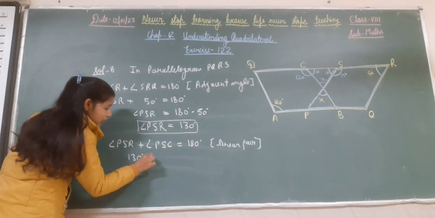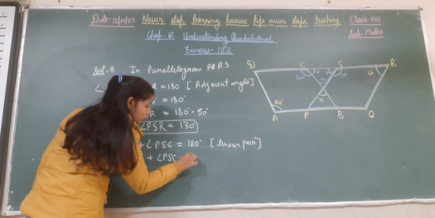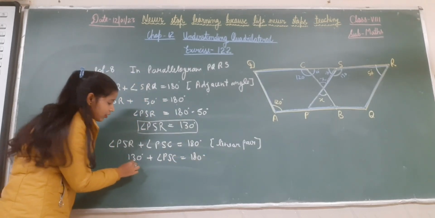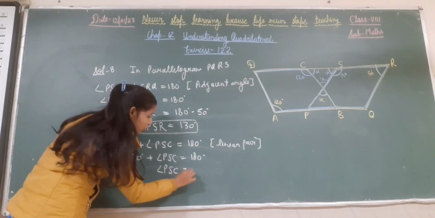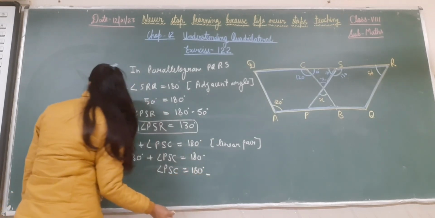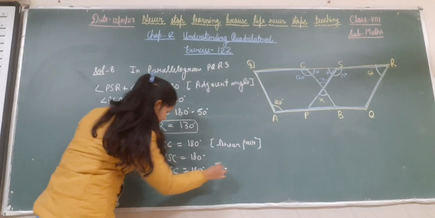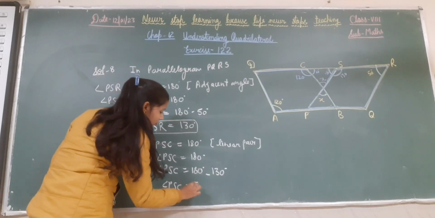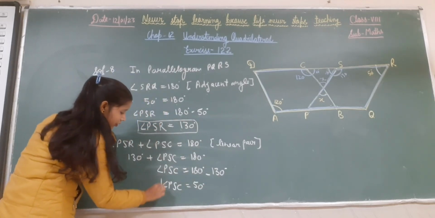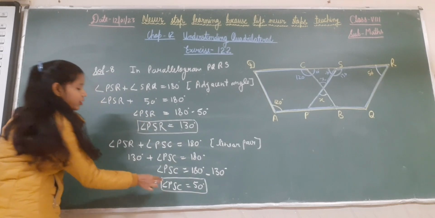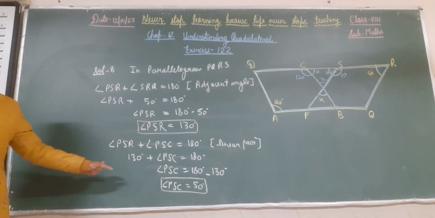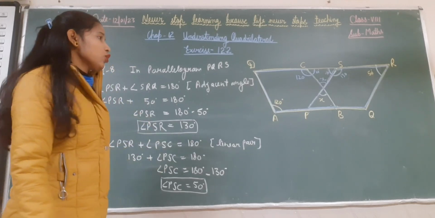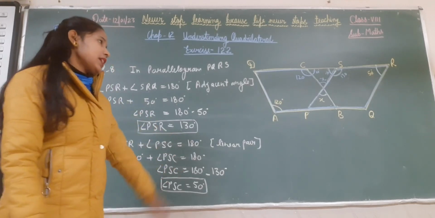So angle PSR is 130, we have found. So plus angle PSC is equal to 180. So we will transpose this to the right hand side. So it will become minus 130. So angle PSC is equal to 180 degree minus 130 degree. That means PSC is equal to 180 minus 130, that is 50. It's very clear, right class? There's no difficulty to find angle PSC or angle PSR.